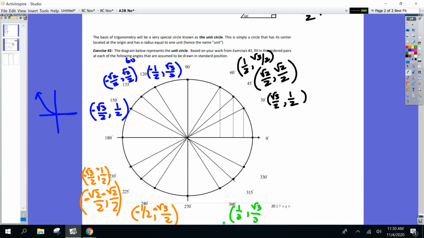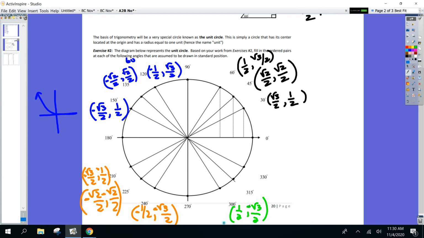Anybody want to tell me about the signs in the fourth quadrant? The first one is positive and the second one is negative. Correct. Yes. X's are positive. Y's are negative.